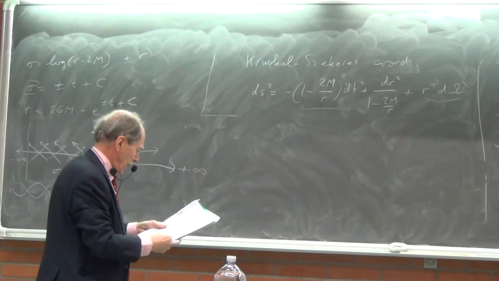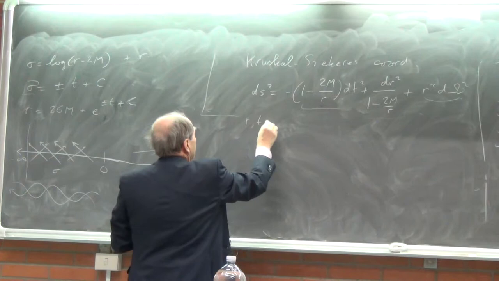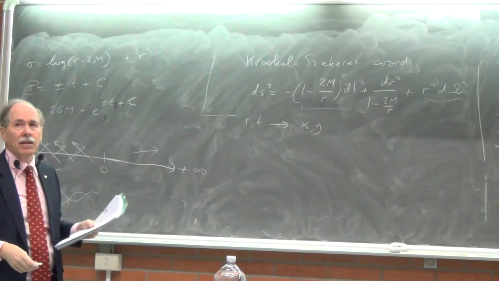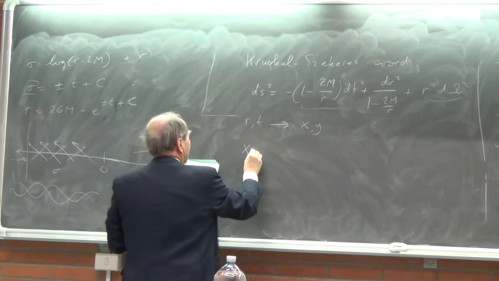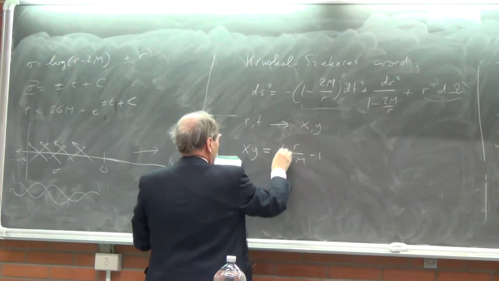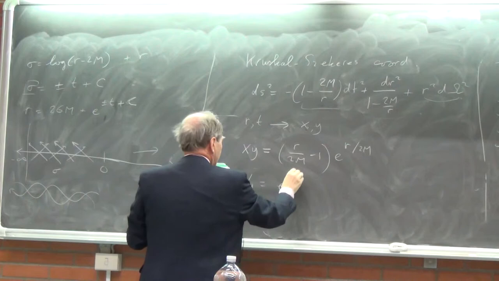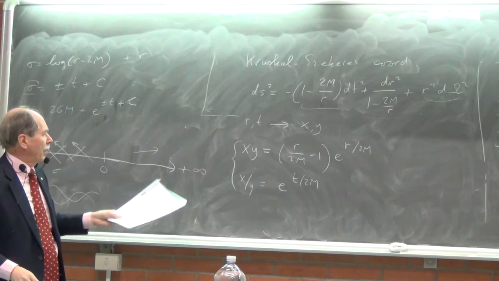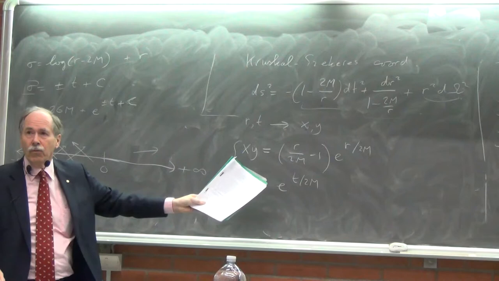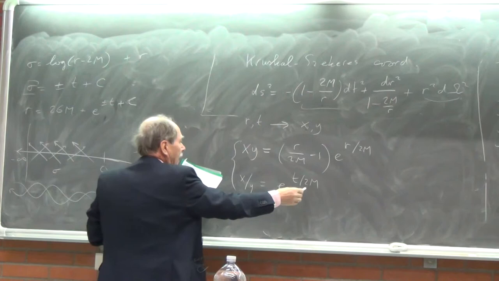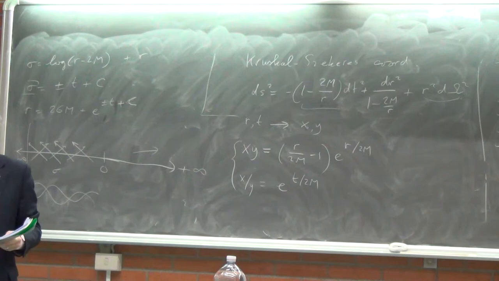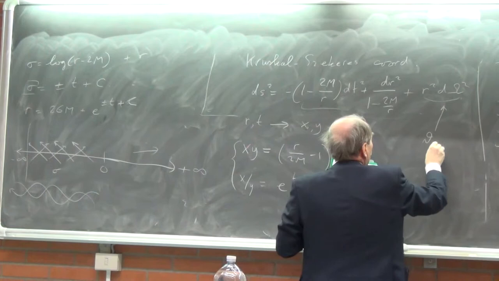So then, it was discovered that you can better replace r and t by two coordinates x and y, and they are called the Kruskal coordinates, and they are defined as follows. x times y is (r over 2m minus 1) e to the power r over 2m, and x divided by y is e to the power t over 2m. By multiplying the two, you get the definition of x. By dividing the two, you get the definition of y. And by inverting these two equations, you get r out of x and y and t out of x and y. So this is a coordinate transformation. This is very useful. I'm not affecting the coordinates theta and phi, which are the angular coordinates. I leave those the same as what they were.